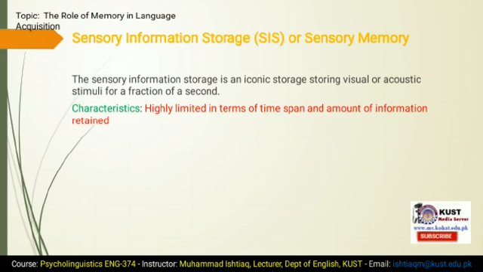So the characteristics of sensory memory involve that it's highly limited in terms of time span and amount of information retained. Information can be retained in sensory memory only for a fraction of a second. And we have a flood of sensation.